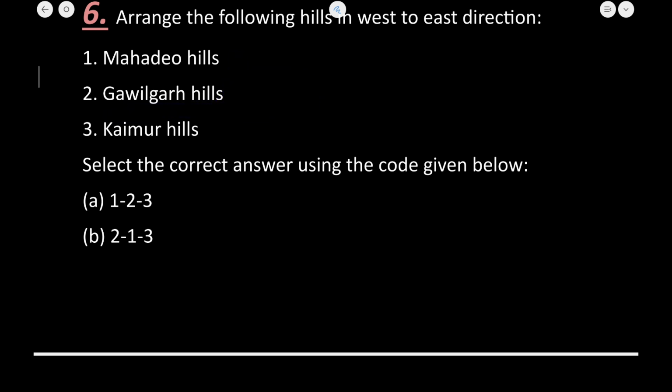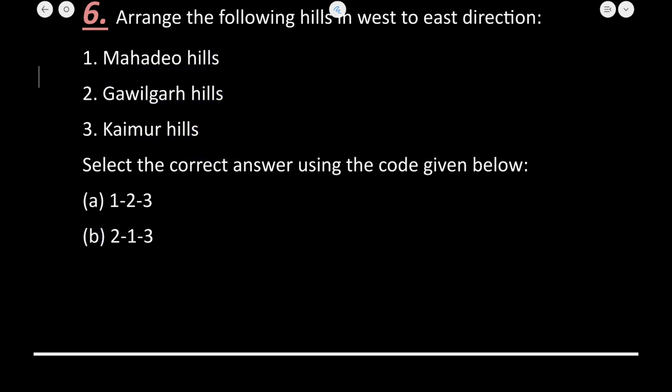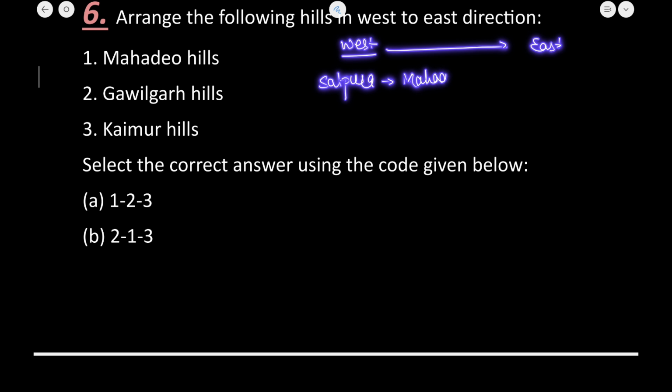So the correct orientation from west to east is going to be 2, 1 and 3. Mahadev Hills lies in the center, Kamur Hills lies to the easternmost, and Gawilgarh Hills lies in the Satpura region. I've already told you in the explanation part that if I talk about the west to east orientation, Satpura is the westernmost, then there is Mahadev, and then there is Maikal. Okay, so 2, 1, 3 is the correct orientation.